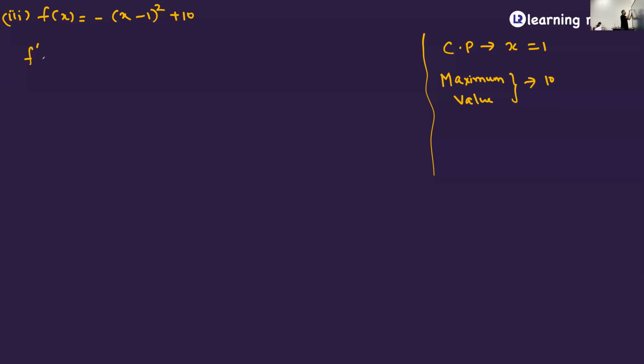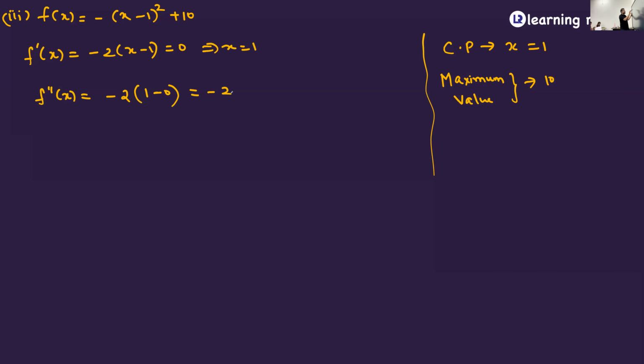Now we'll start using calculus. What is f dash of x? Minus 2 into x minus 1. Right? If I equate this to 0, then I'll get x is equal to 1. Right? So what is f double dash of x? F double dash of x is differentiate the same thing. So minus 2 into derivative of x minus 1, which is 1 minus 0. The answer will be minus 2.